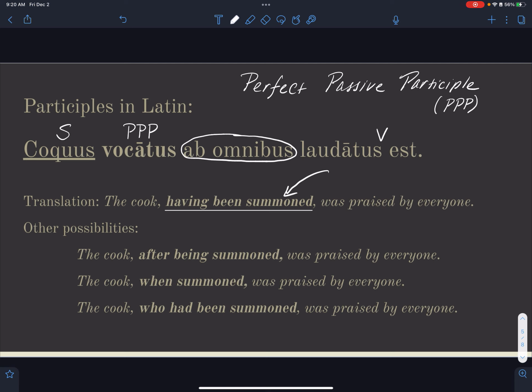Would it be wrong to translate a perfect passive participle like "the summoned cook"? You could. I just think it's more specific and more precise to say "having been," so it gets that perfect aspect to it. If you want to be fancy, you can use "after," "when," or you can even turn it into a relative clause. But not necessary.